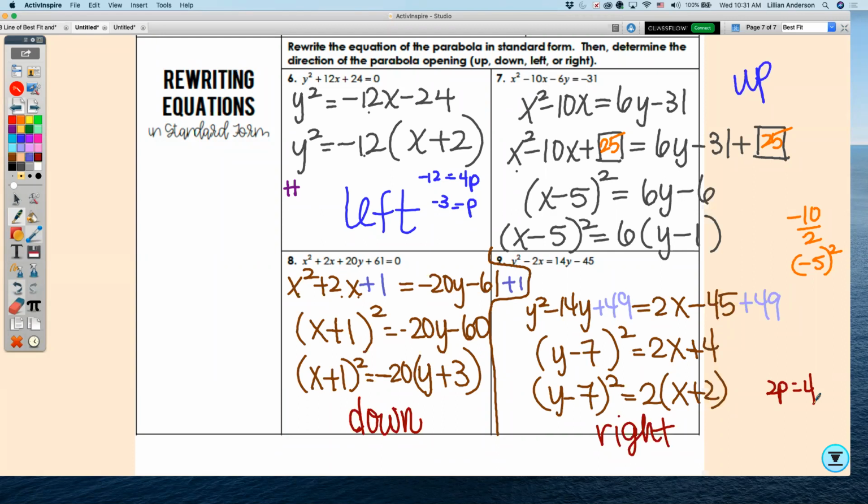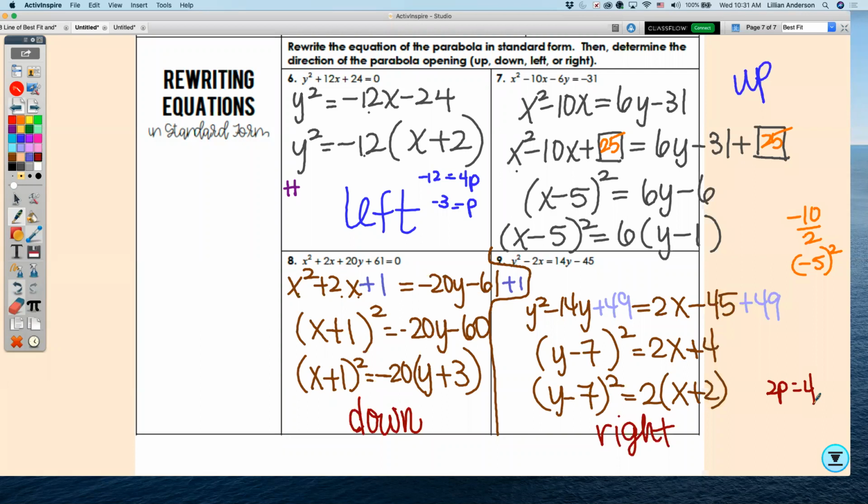Somebody online, what would be the vertex of this parabola? -2, 7. Yes. Very good. So this is the first part of parabolas.